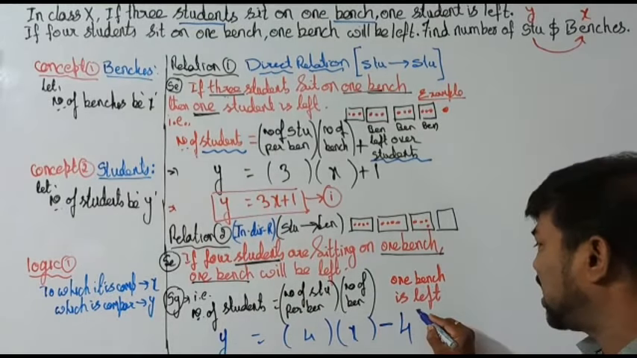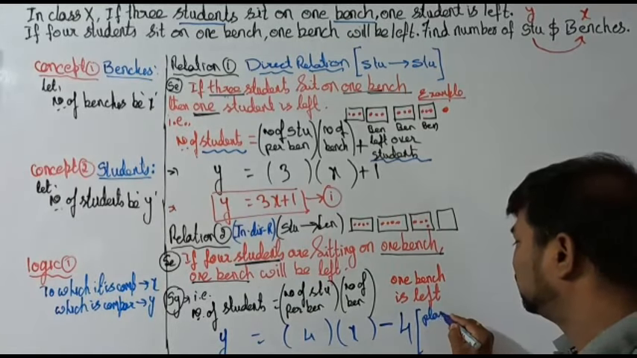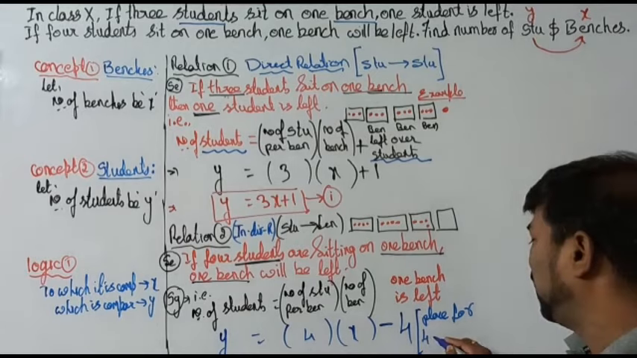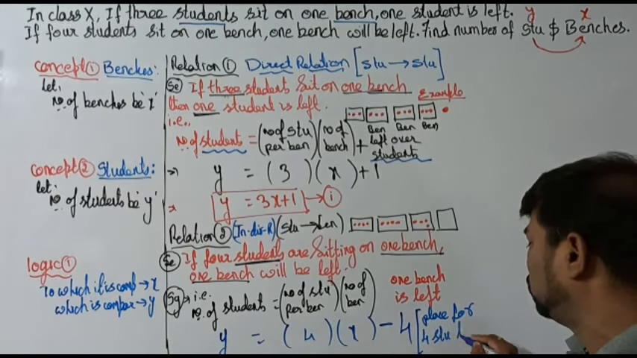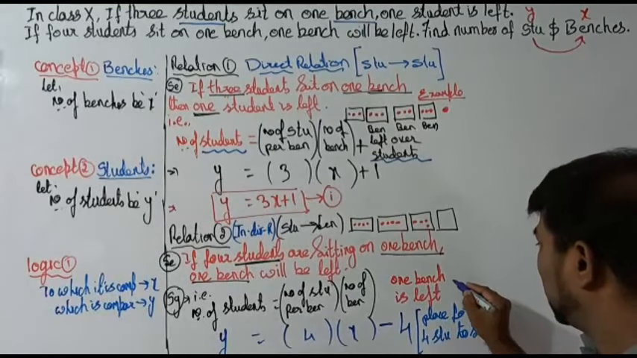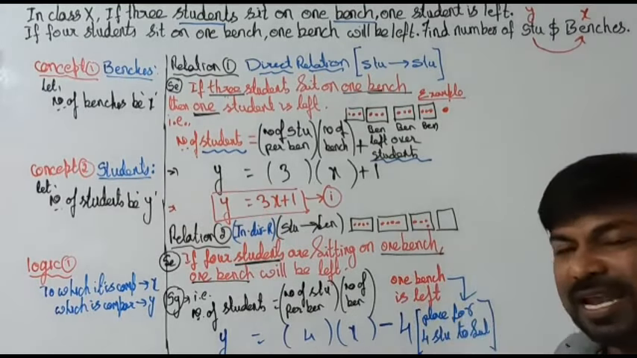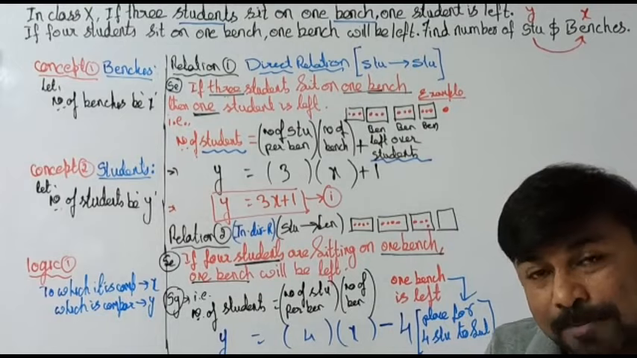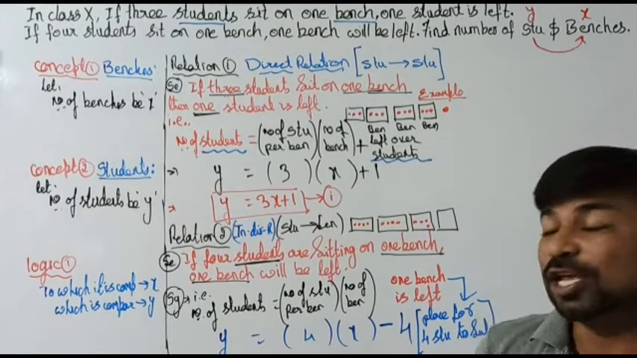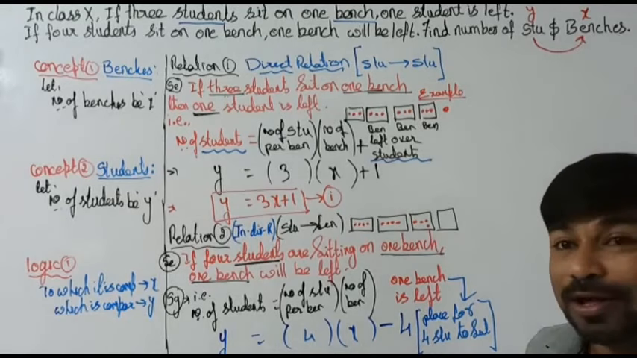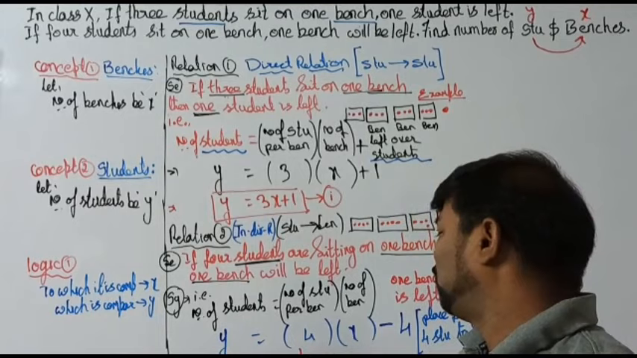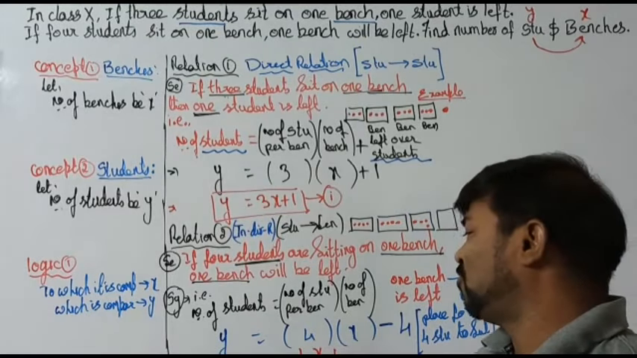I like to call this the place for 4 people, 4 students to sit. Why? Because what he said, 1 bench is left. 1 bench is left means a place of 4 students. On one bench 4 people can sit, therefore it is left over. Therefore the relation is y equals 4x minus 4.